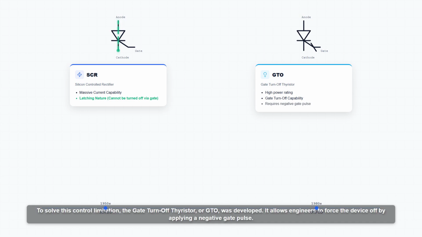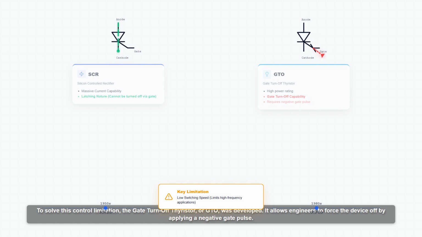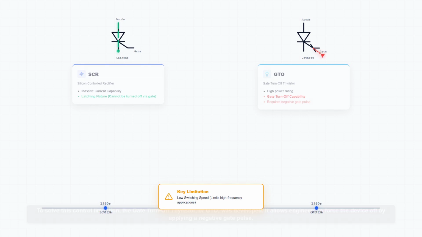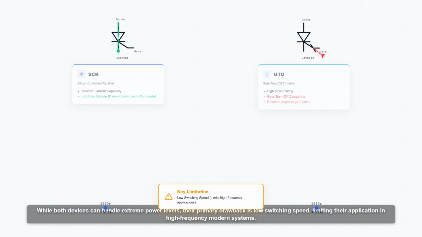To solve this control limitation, the gate turn off thyristor, or GTO, was developed. It allows engineers to force the device off by applying a negative gate pulse. While both devices can handle extreme power levels, their primary drawback is low switching speed, limiting their application in high frequency modern systems. Welcome to the era of modern industrial power electronics.